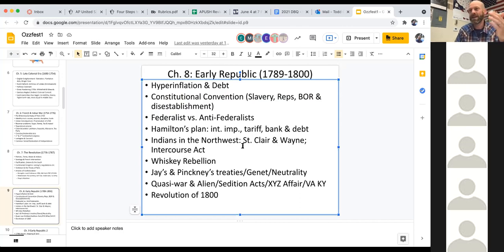And then fugitive slaves. If slaves escape their plantation and go to northern states, they have to be turned over. Northern states have to comply with that. And so slavery will be protected and in fact strengthened under our Constitution, unfortunately.